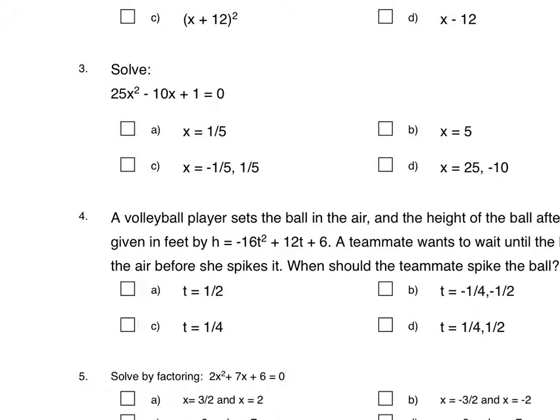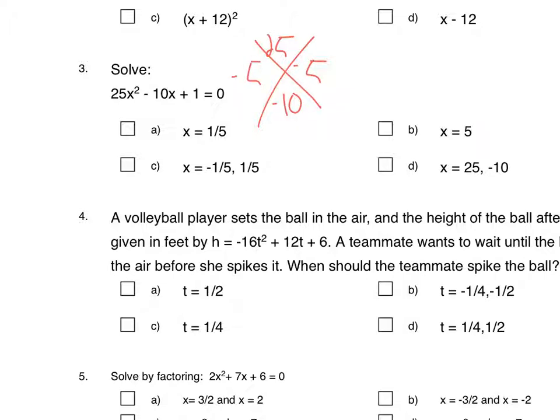Hey, number 3, we're solving. So we still need to get it set equal to 0, which it is in this. Check for a GCF. There is no GCF, so we're going to factor. So we'll Xbox this. A times C is 25. And then B is negative 10.